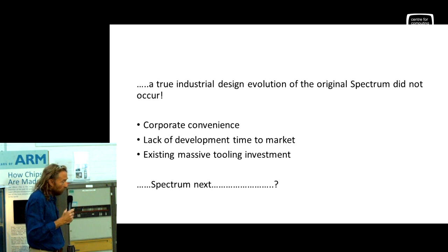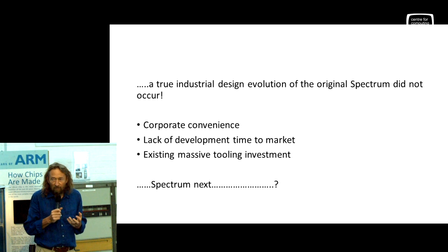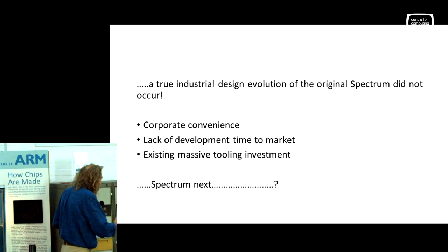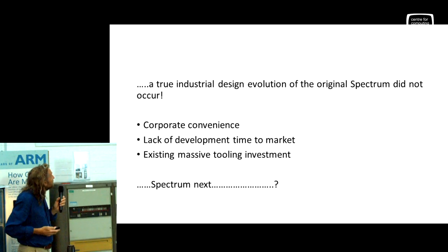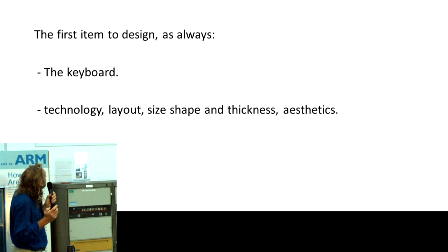And I think that's the decision we sort of took at Sinclair. We're going to use the QL keyboard. And that really sets the bar for what the rest of the product can look like. Which I think is a bit of a shame, but it leads on to this Spectrum next, question mark. Well, maybe we can address that now. Why do I keep going the wrong way?